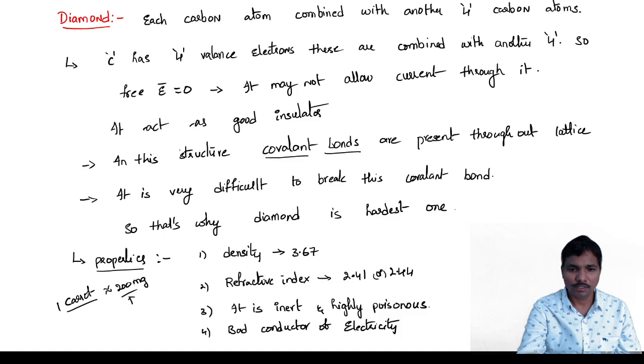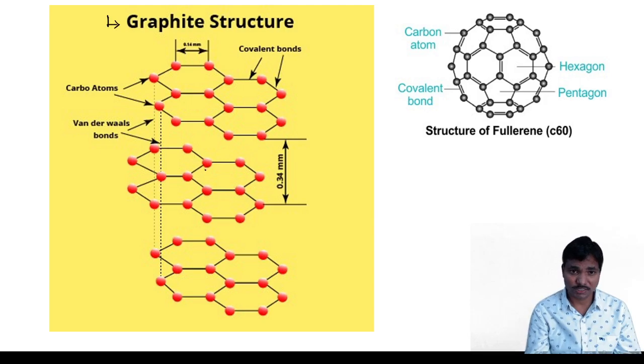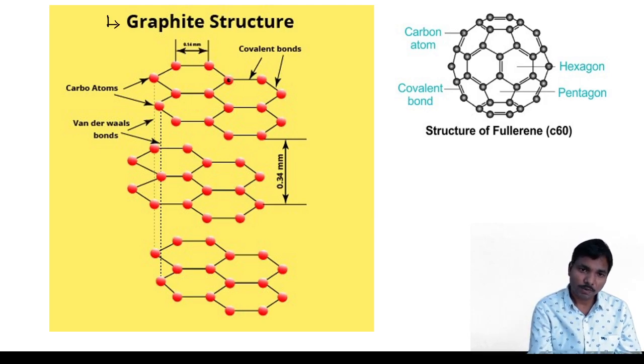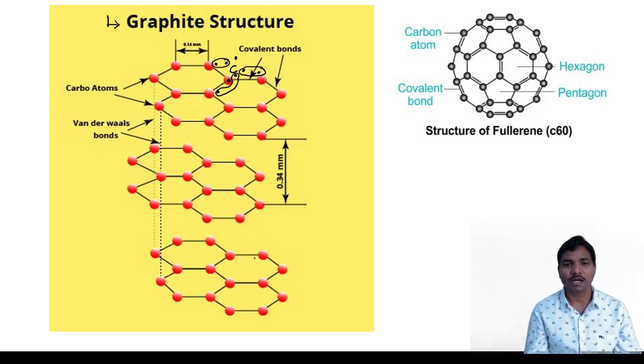Now coming to the next one, graphite. This is the graphite structure. If you consider the graphite structure, here these are the carbon atoms. You can consider this carbon atom. Carbon atom having how many valence electrons? 4 valence electrons. So it is combined with 1 and here 2 and here 3. So it is combined with another 3 carbon atoms.